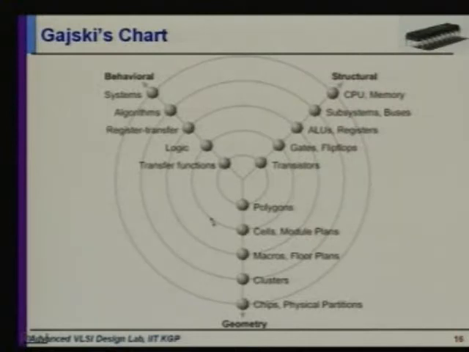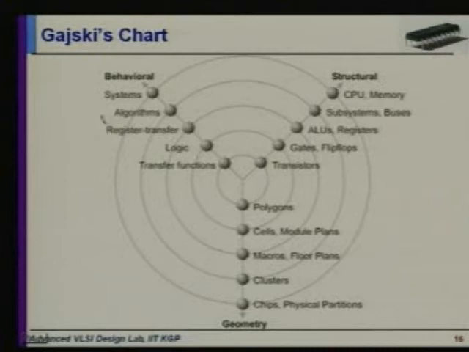Okay, this is a chart which talks about the 3 different aspects of the design. You have the behavioral dimension, the structural dimension, and the geometric dimension. As you can see, at the behavioral level, at the top you have the system. The system is the entire thing that you want to develop on top of your computing platform. From that you have the algorithms.